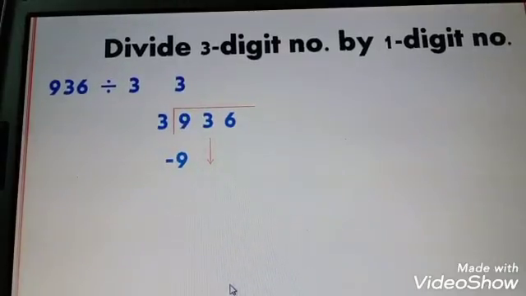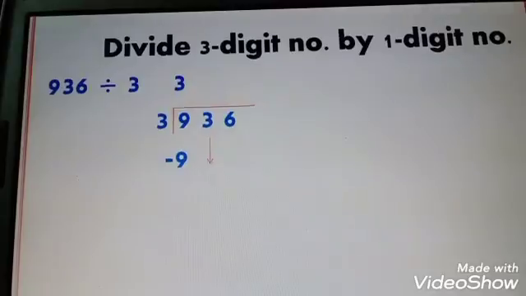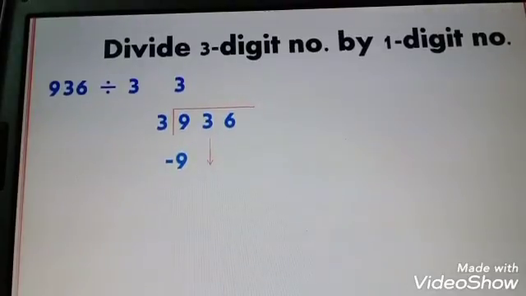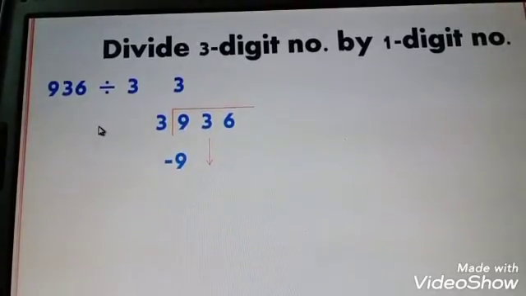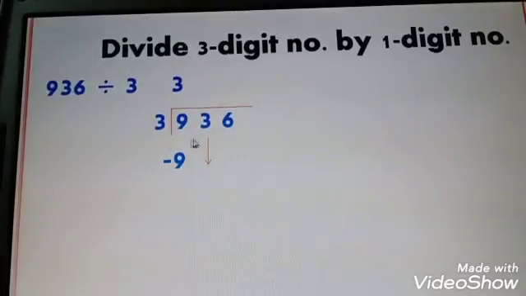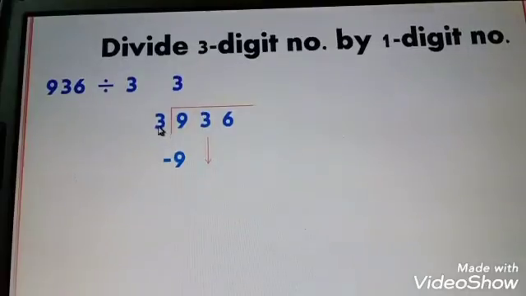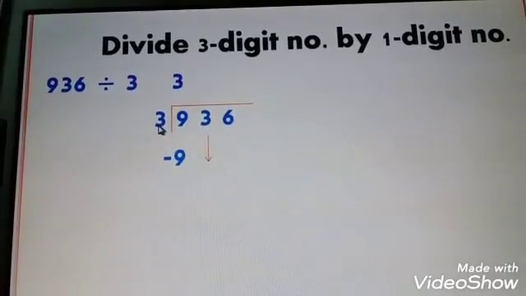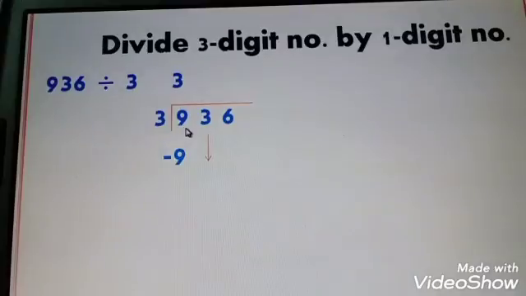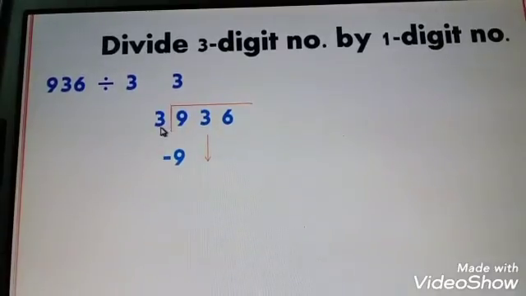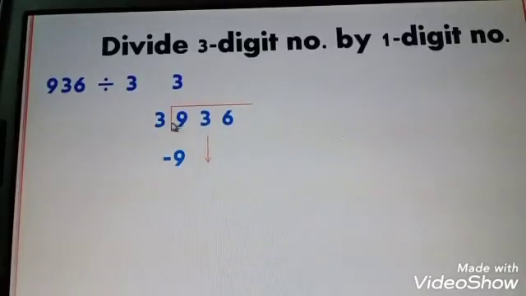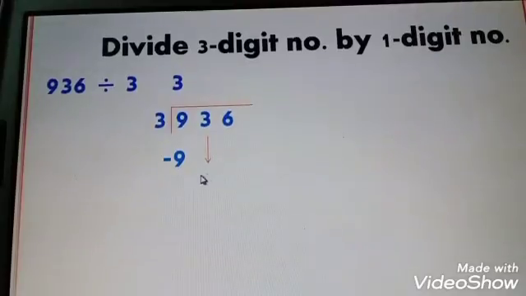Next, now a 3-digit number by a 1-digit number. 936, the dividend, will be written inside, and 3, the divisor, is written outside. So here also we'll take first one digit to divide. Now in the table of 3, 9 comes how many times? 3 times. So 3, 3 are 9, and now subtract. 9 minus 9 is 0.